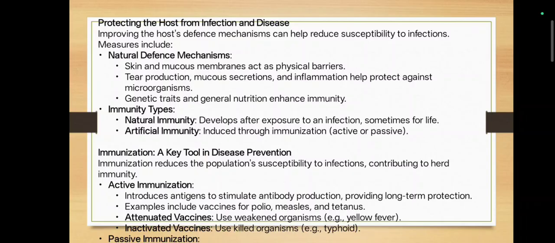Immunity types: natural immunity and artificial immunity. Natural immunity develops after exposure to an infection, sometimes for life. Artificial immunity is induced through immunization. It is active or passive.